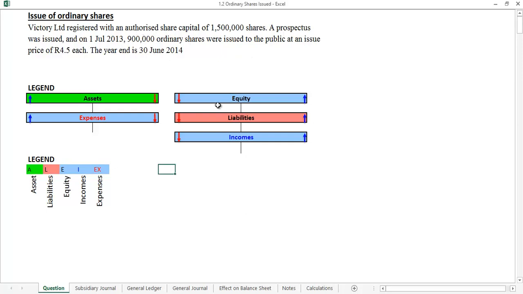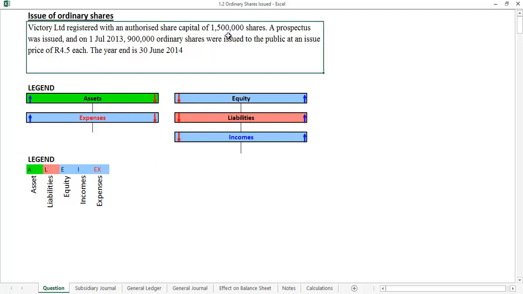Two things to take note of here. Number one is the authorized share capital of 1.5 million. That is how many shares Victory Limited is actually allowed to issue to the public. So that's the level that they can go up to. And here, the transaction happening is 900,000 shares issued. So this is a way for them to obtain capital. This is a financing activity, and they're going to get funding, not from a loan, but by the issue of shares because they're a company.